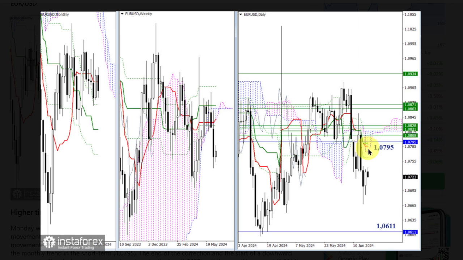Strengthening by the monthly trend in the short term, 1.0795. The end of the correction and the start of a downward movement will make bearish targets relevant again: the low 1.0602 and the monthly support 1.0611.